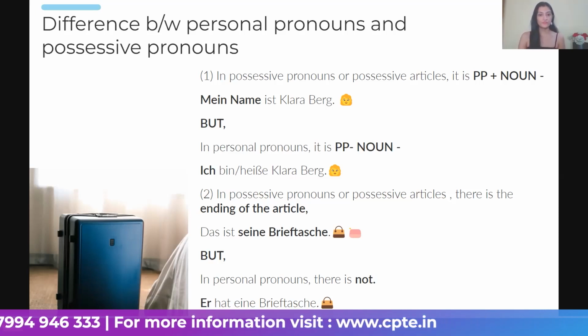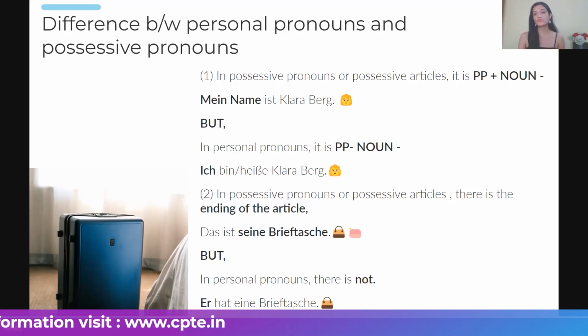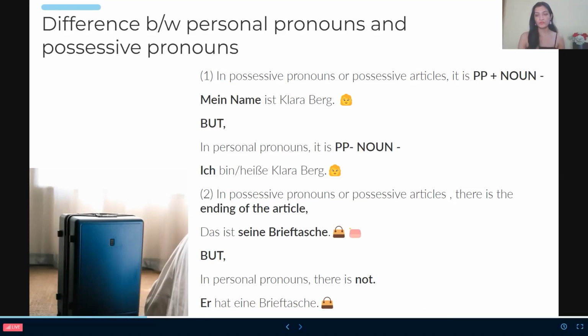For example, das ist seine Brieftasche, that is his suitcase. But in personal pronouns, there is not. For example, er hat eine Brieftasche, he has a suitcase. So you can see the difference. In the first one, it's his suitcase. Suitcase is a noun, and before the noun there is a possessive article, which means that if an article is coming before a noun, there has to be an ending.